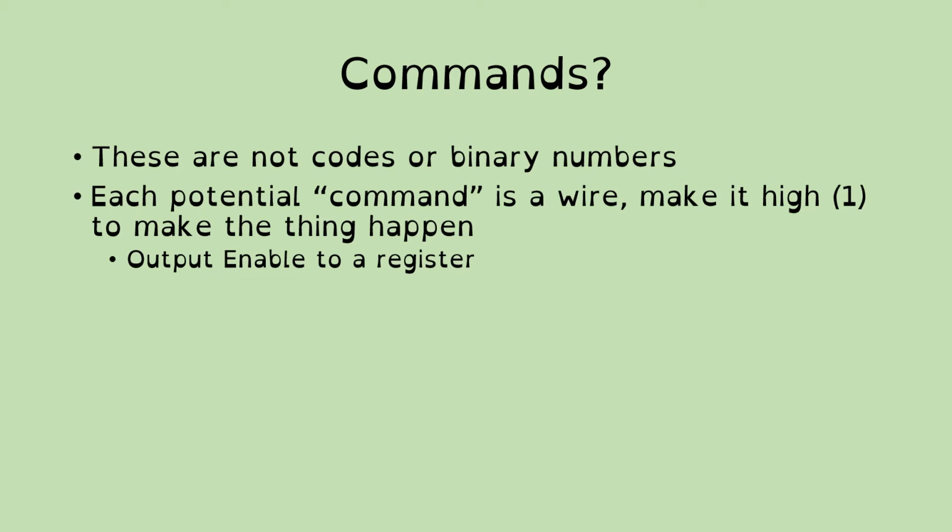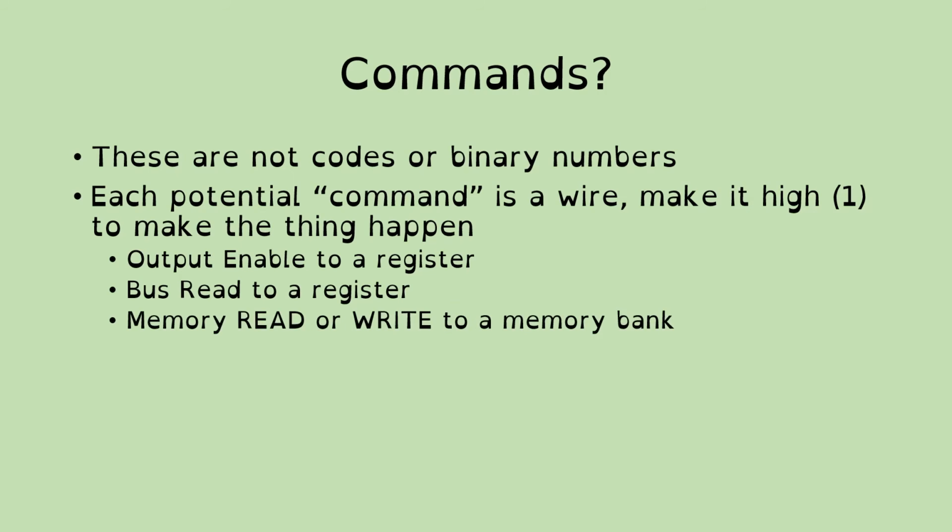Output enable to a register tells it that it is going to be the thing that tells the bus what the values being held in the bus are. Bus read to a register. So between those two, when one register has output enable and another register has bus read, that effectively copies the data from the first register to the second register.